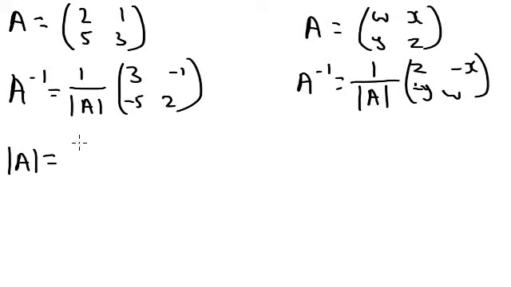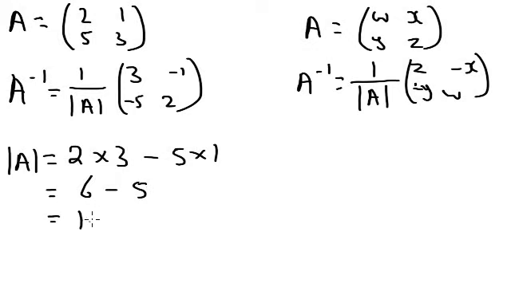To determine the determinant of matrix A, multiply the elements of the leading diagonal and subtract the product of the second diagonal. So 2 times 3 minus 5 times 1. So what would that be? Let's do the math. 2 times 3 is 6, minus 5. So the determinant is simply 1.